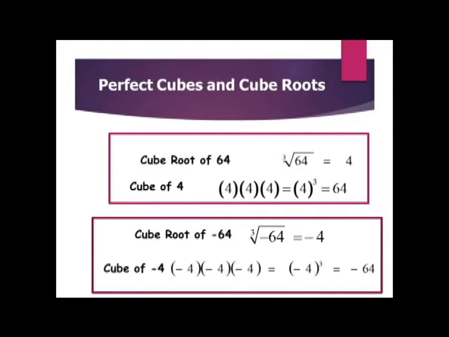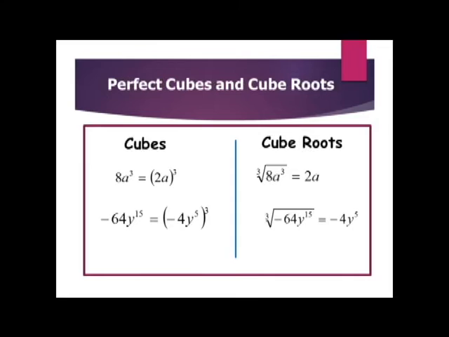We are still on perfect cubes and cube roots. The cube root of 64 is equal to 4, and the cube root of minus 64 is equal to minus 4. What about the cube root of 8a cubed? Work this out and you get the answer 2a.